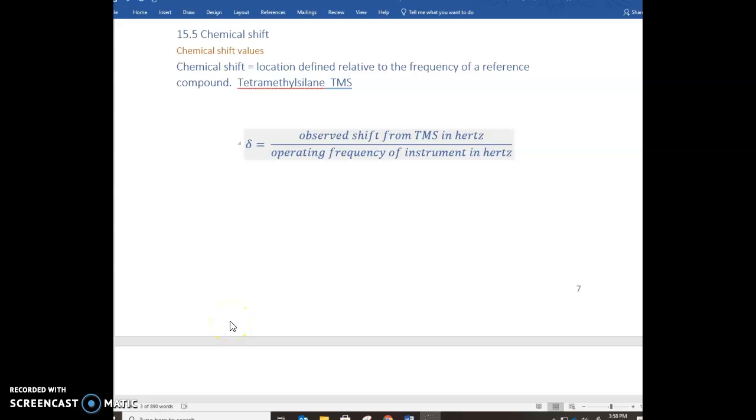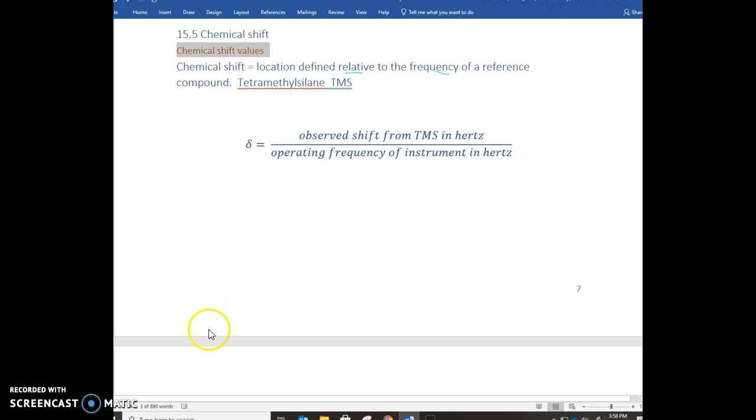Chemical shift. This chapter is about the location of the peaks, where we expect to see the peaks. As I mentioned earlier, the location of the peaks differs depending on the operating frequency of the instrument you're using. So to normalize everything, they define the location relative to the frequency of a reference compound, in this case trimethylsilane.